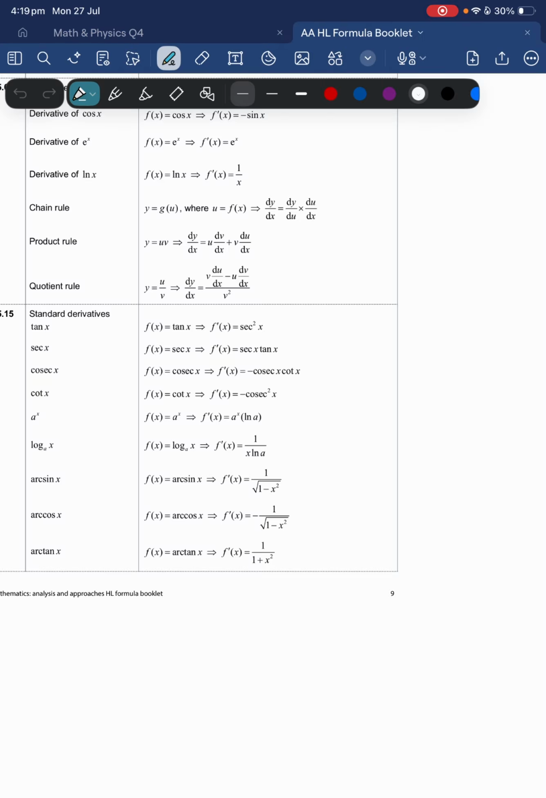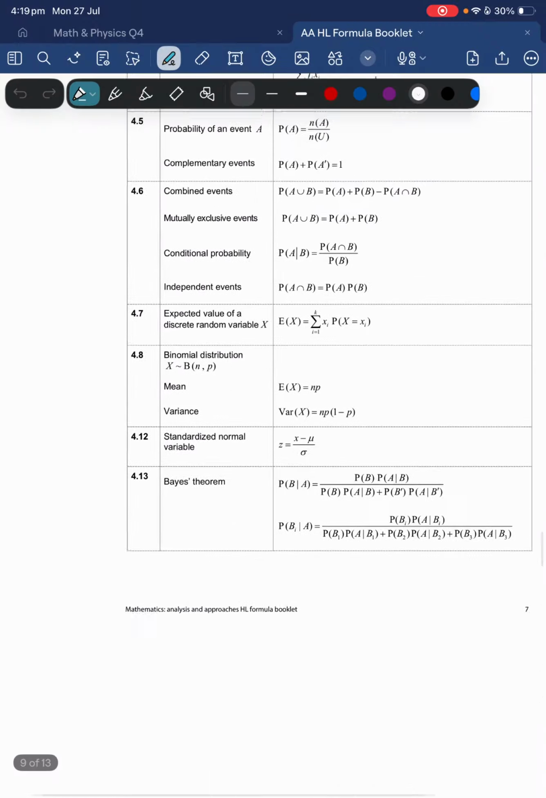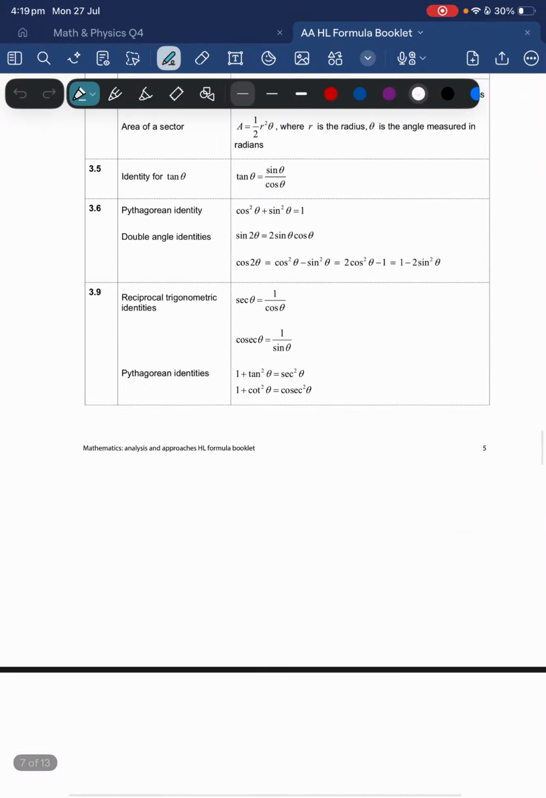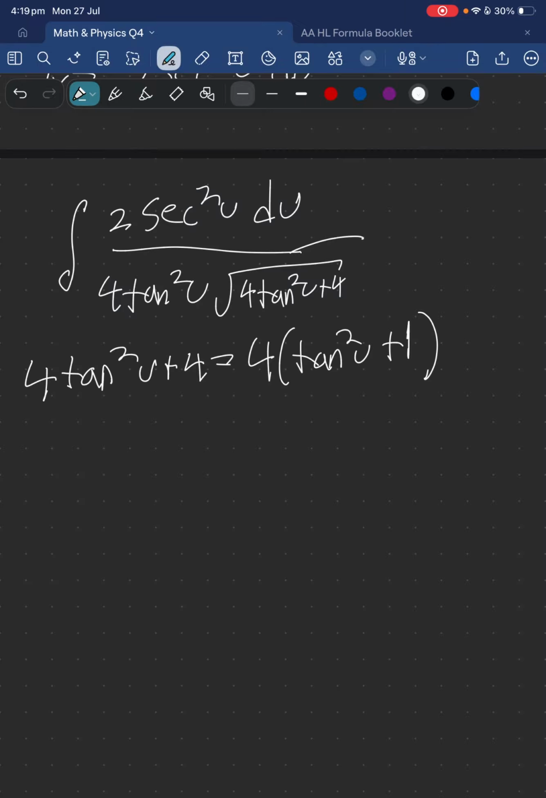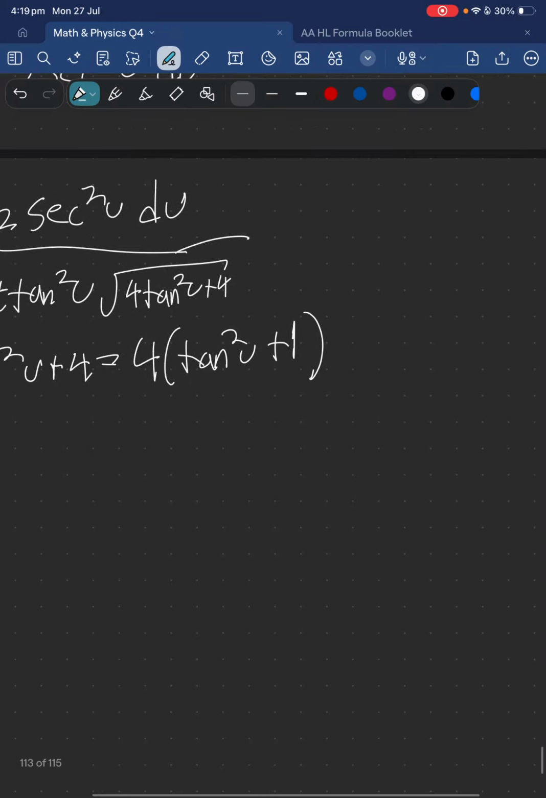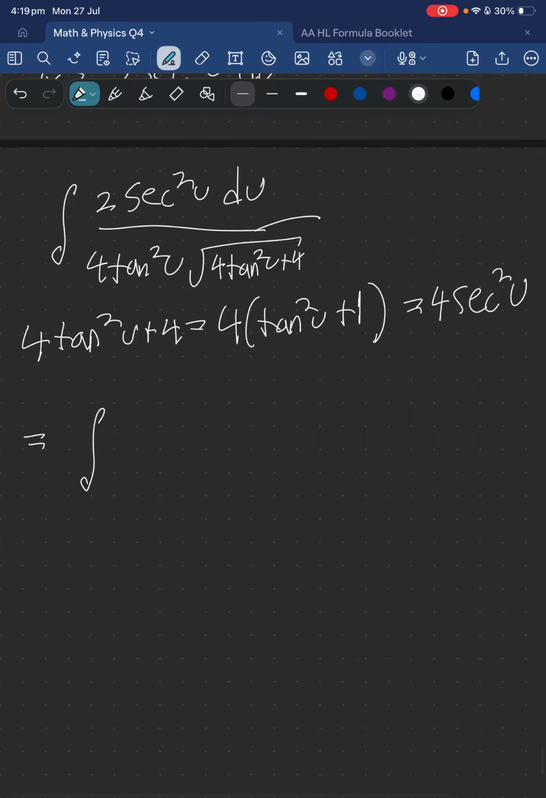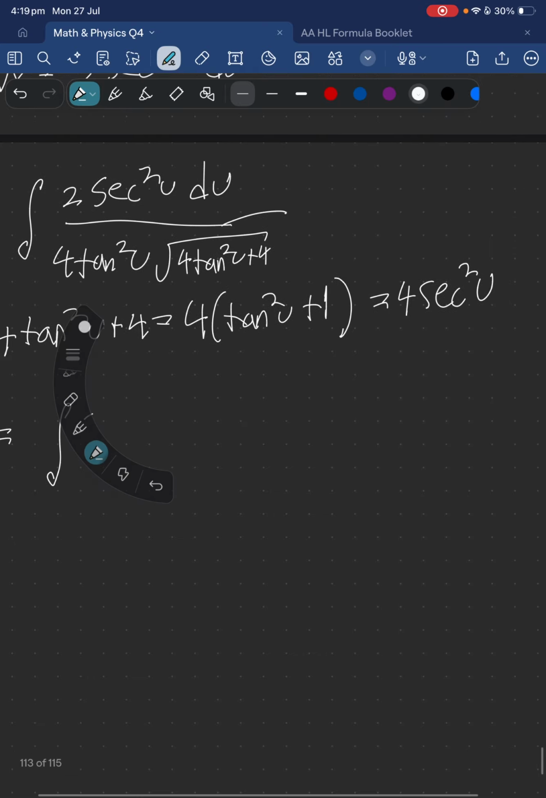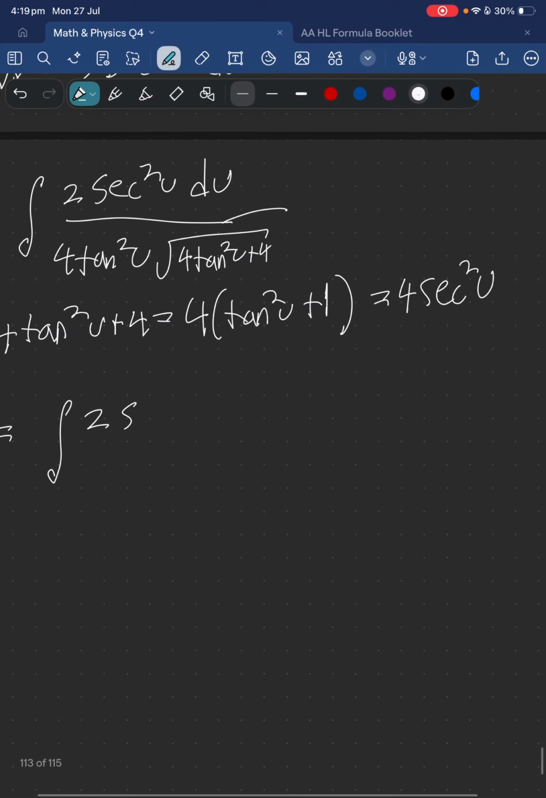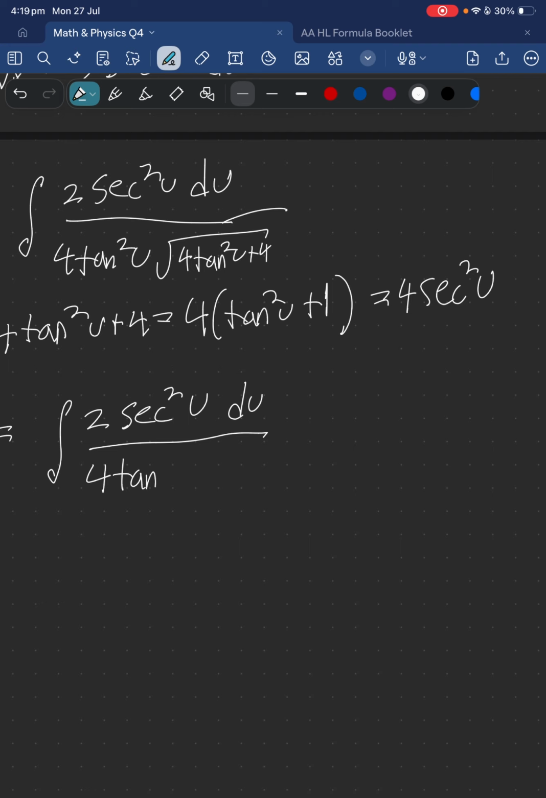And I believe tan squared theta plus 1 is just secant squared again. Let me just verify if that's true in the formula booklet. Tan squared plus 1 is indeed secant squared. So we get 4 secant squared u. And I apologize if I'm going a bit too fast. I just don't want this video to be long like the previous video. I want to simulate an IB environment where I need to solve this as fast as possible. But obviously that won't happen, as I'll explain the concepts going on.